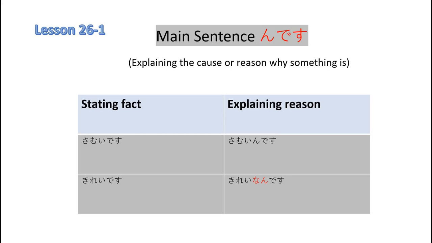Another example with a na adjective, kirei desu. It's beautiful. When we are explaining a reason, because it's beautiful, we say kirei na n desu. So an important point to be remembered here is when we are using the n desu pattern with na adjective, we use na after the na adjective. So kirei desu becomes kirei na n desu.